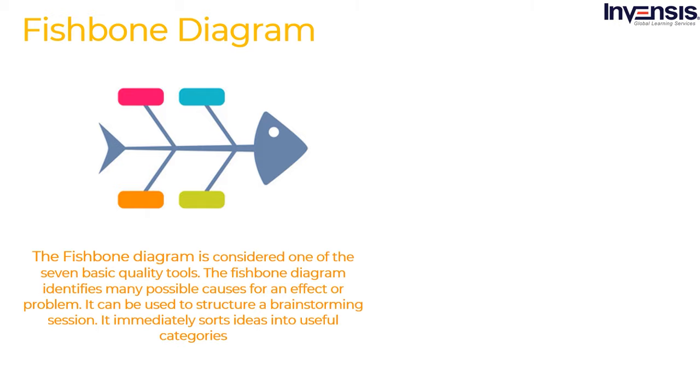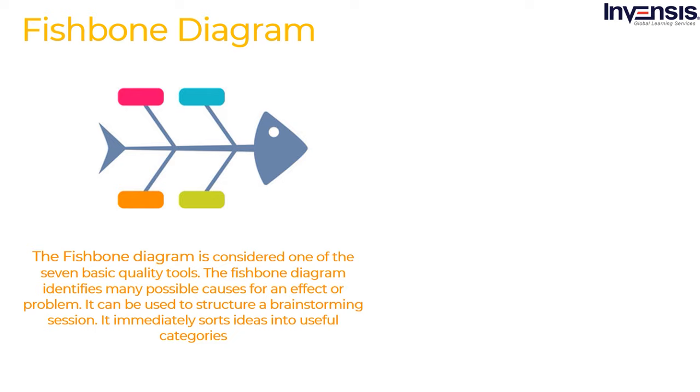So, what is a fishbone diagram? The fishbone diagram is considered one of the seven basic quality tools. The fishbone diagram identifies many possible causes for an effect or problem. It can be used to structure a brainstorming session. It immediately sorts ideas into useful categories. A fishbone diagram is one of the visualization tools used for categorizing the potential causes of a problem.